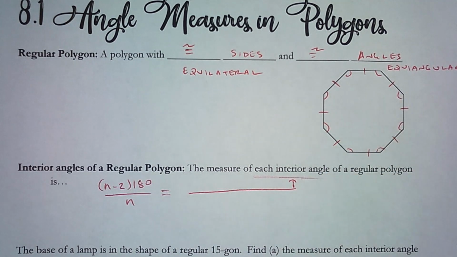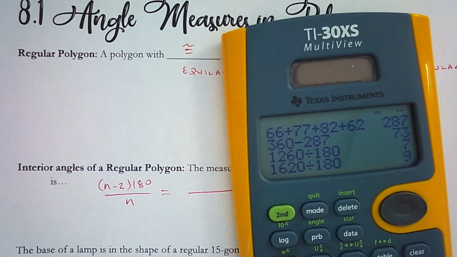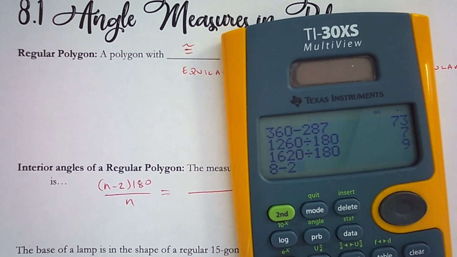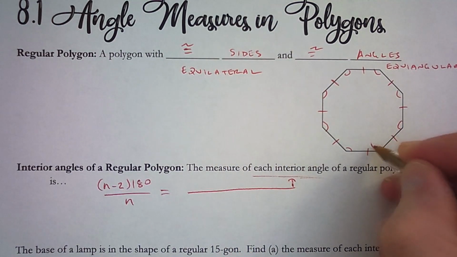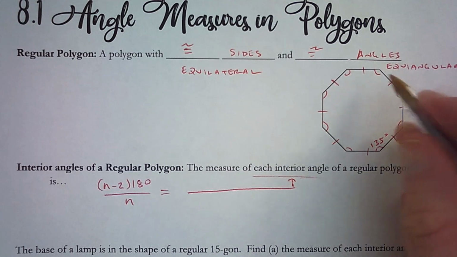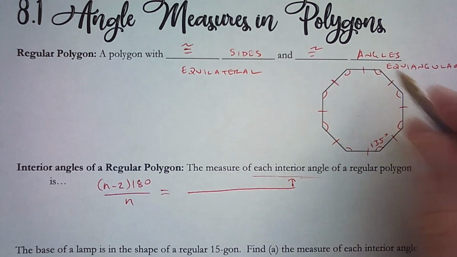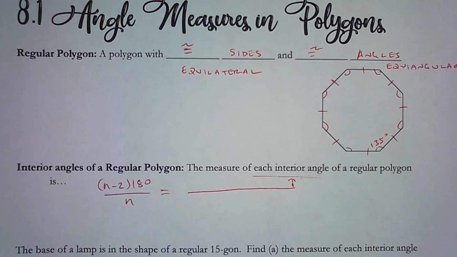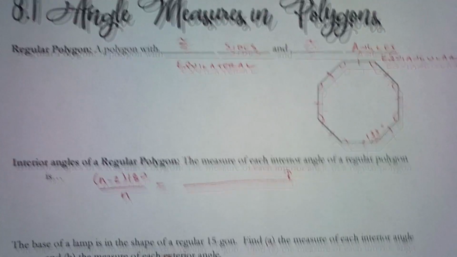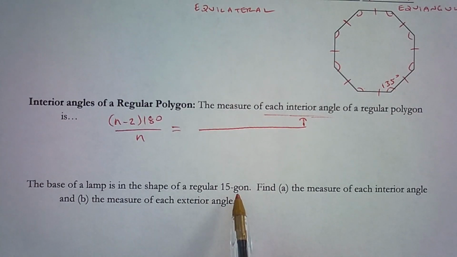So now this is an octagon, so it has 8 sides. So if I do 8 minus 2, I get 6. So it could have 6 triangles in it, times 180. So there's a total of 1080 degrees in that octagon. And if I divide that by the number of sides, which is 8, I get 135, which tells me this is 135 degrees, and so is every other angle in this octagon for a total of 1080 degrees.